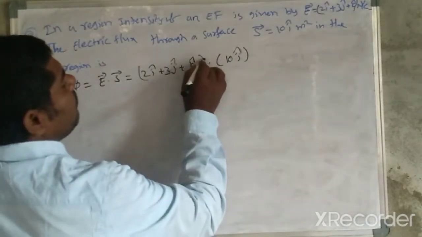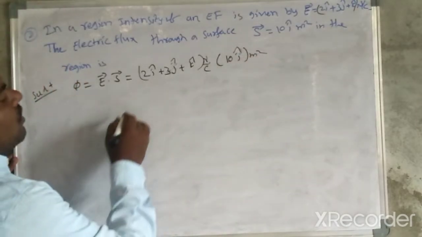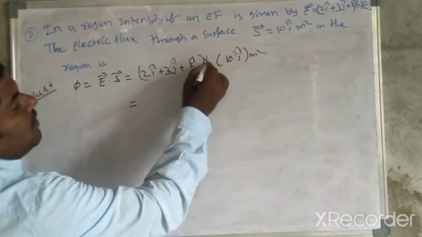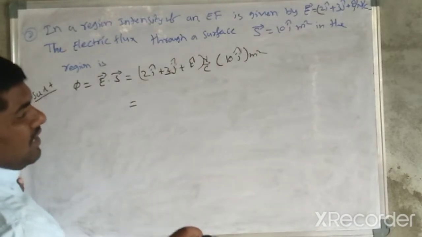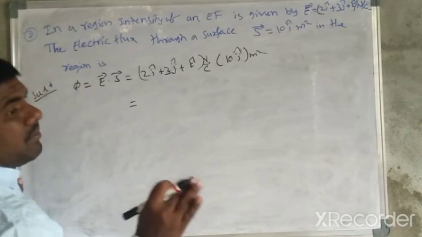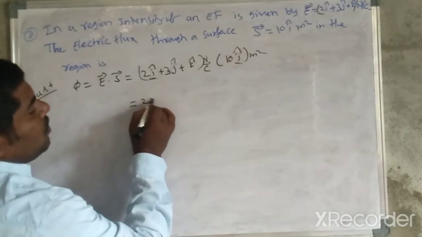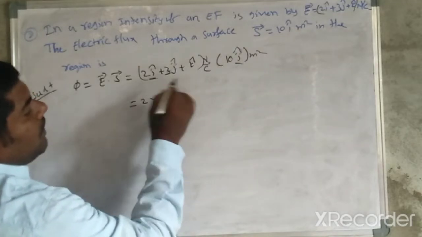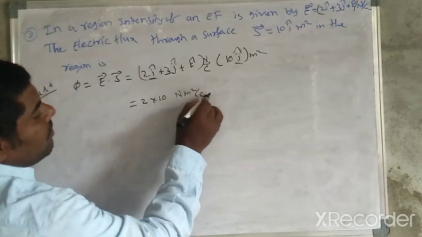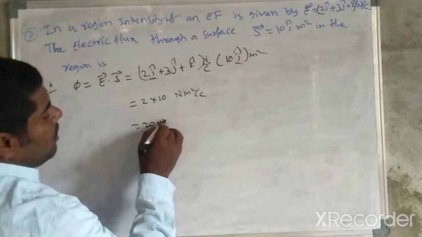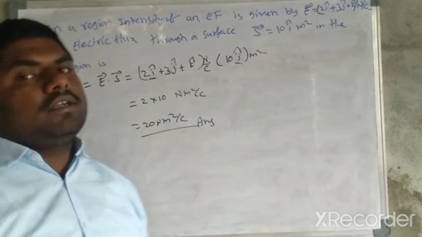So here the unit is Newton per Coulomb, and here meter square. In the dot product, only I dot I exists, J dot J exists, K dot K exists, and the remaining are all 0. So here only I dot I exists: 2 into 10 into I dot I, which is 1, Newton meter square per Coulomb. It means 20 Newton meter square per Coulomb. This is the answer to the question.